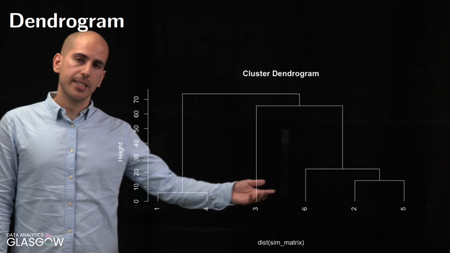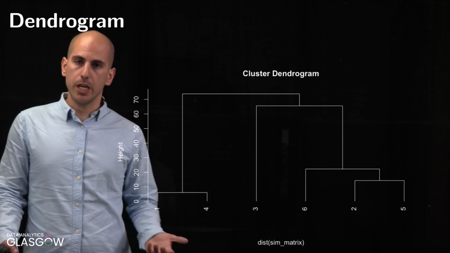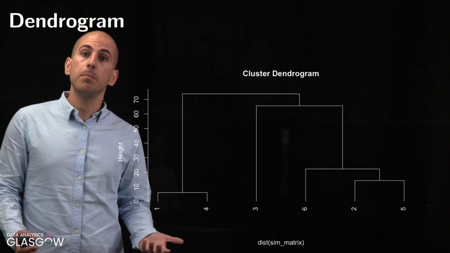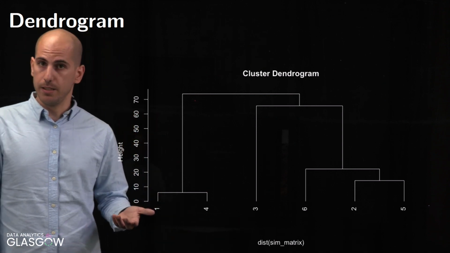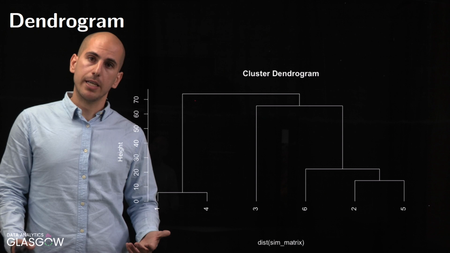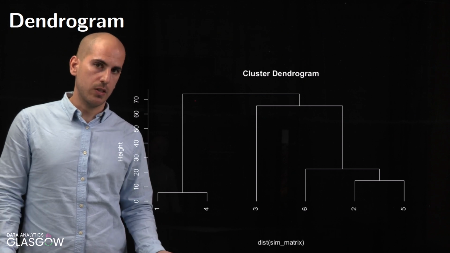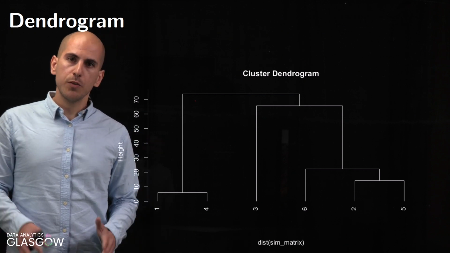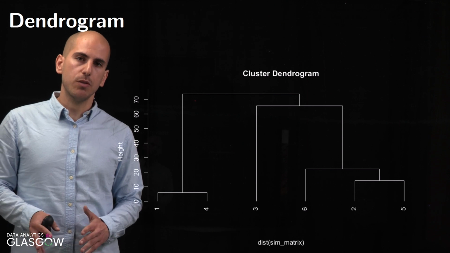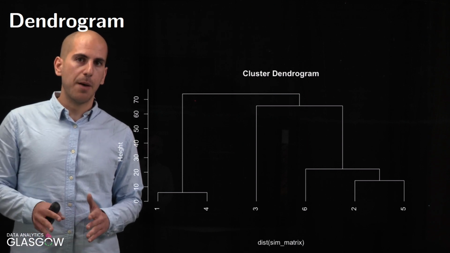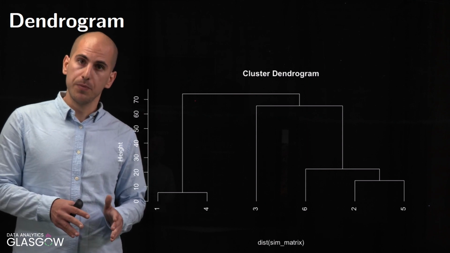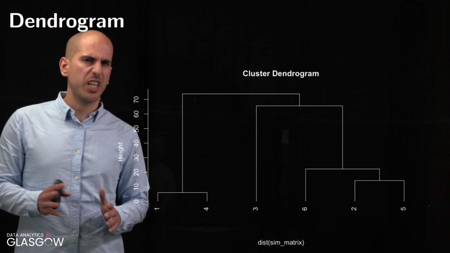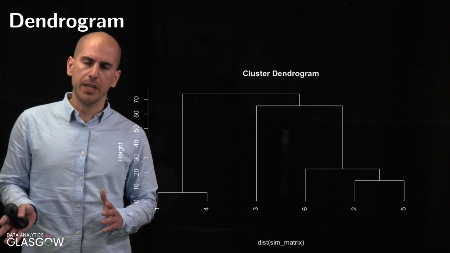We see on the x-axis the 6 different observations that we started with, and remember that they started as clusters by themselves. And on the y-axis we see the height, which reflects the distance between these clusters. So if you remember, or if you go back to the video, the first merge actually happened between observations 1 and 4, and I think the distance was 6 point something. I could be wrong, but I think it was 6 point something.